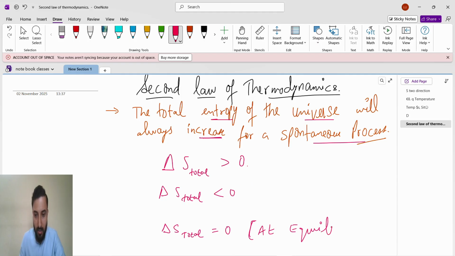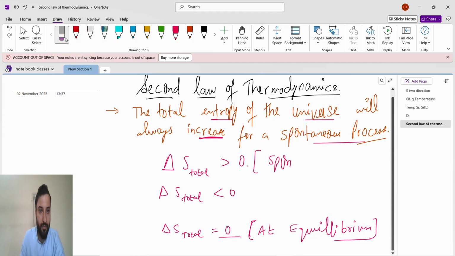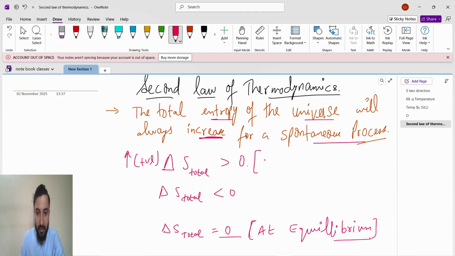At equilibrium, delta S is equal to 0. Now greater than 0 means positive, which means increase, so it will happen only in the spontaneous process. So we will write here: delta S is greater than 0, meaning positive, and delta S will increase. So in which process?